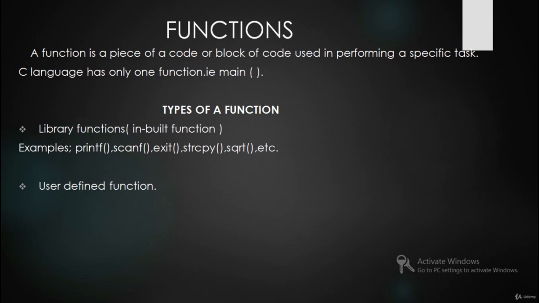In this topic, we are going to learn something about functions. Now, a function is a piece of code or block of codes used in performing a specific task. C language has only one function, and that is the main that we've already learned about so far. Now, types of functions are, we have library functions, and then we have the user-defined functions.